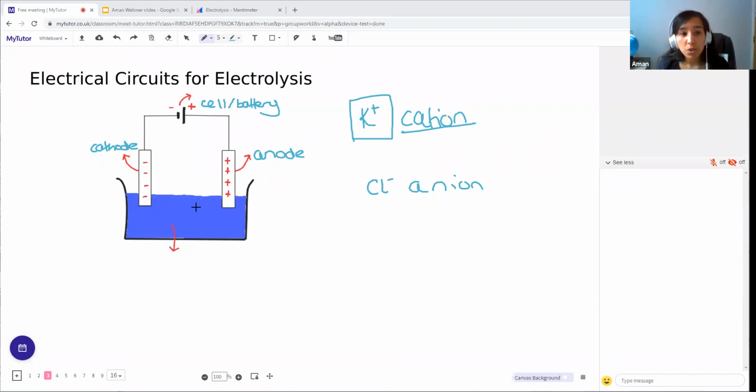Right. Last, what's this one then? What's this last arrow? So it's not water. What do we think? What's this last arrow?